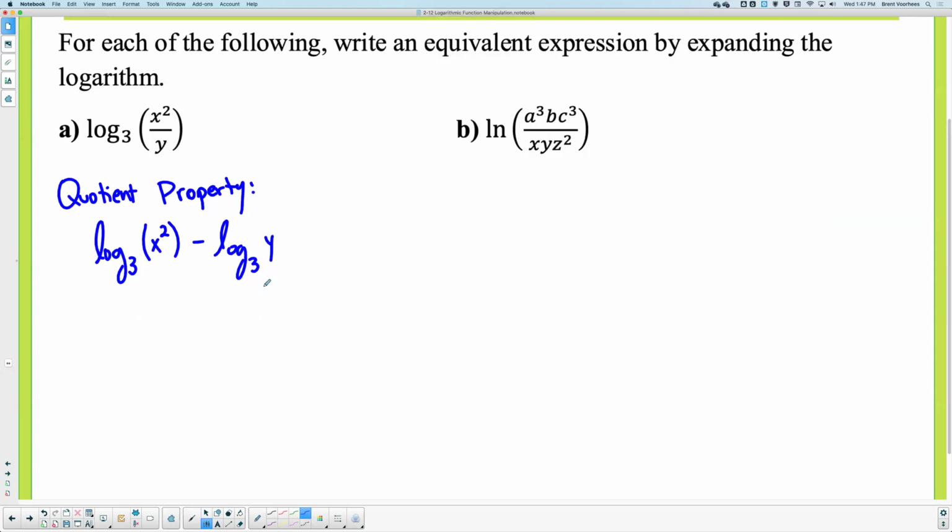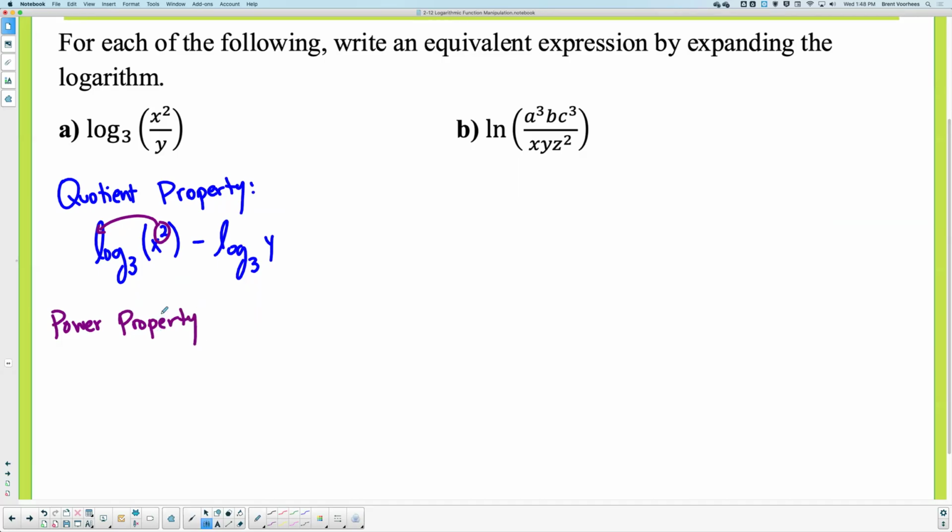All right, question for you. Are we totally expanded? No. What can I do to expand this further? I can do something with the power of 2, the square. What can I do with the square on logs? You can perform a power property and move it where it's multiplying the y values.